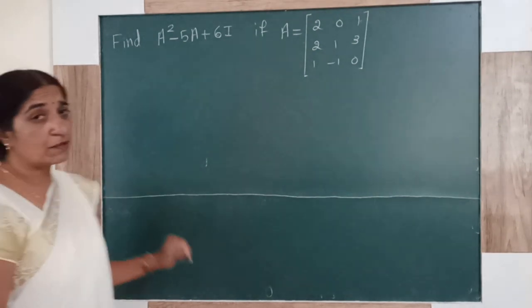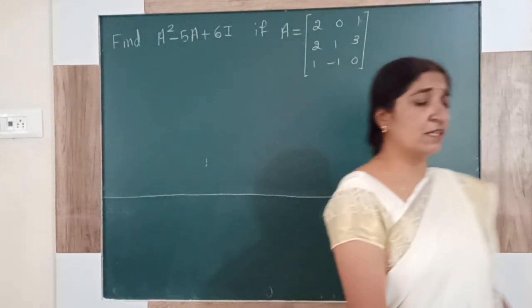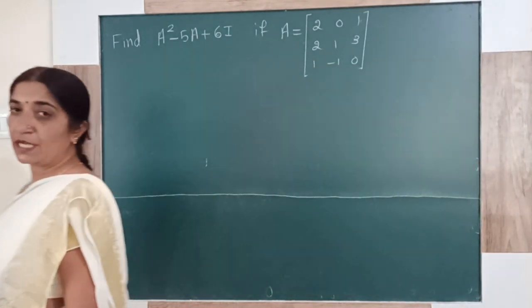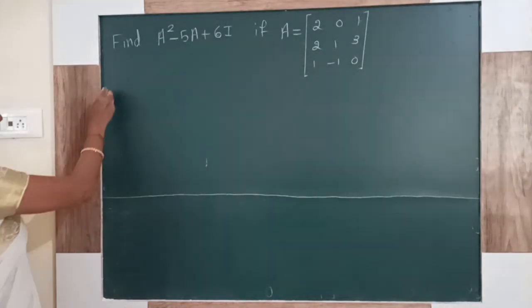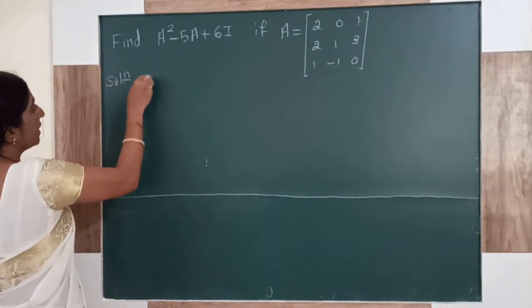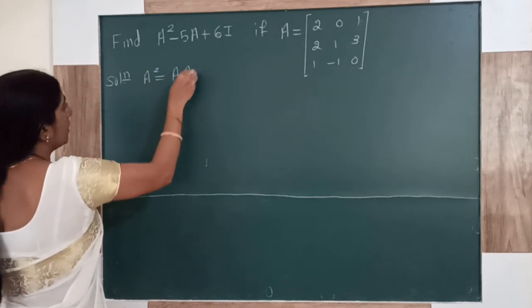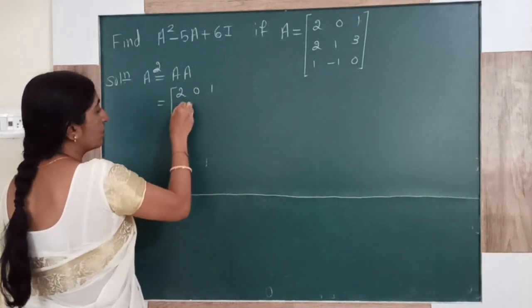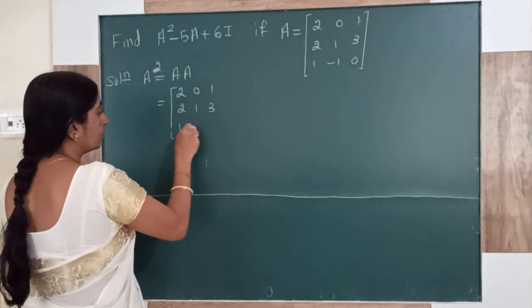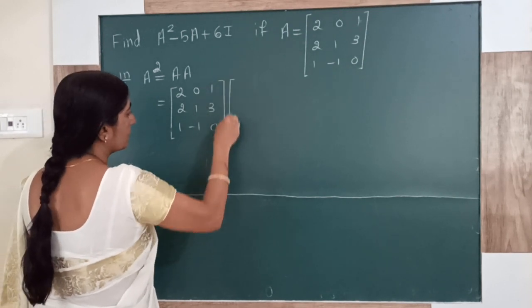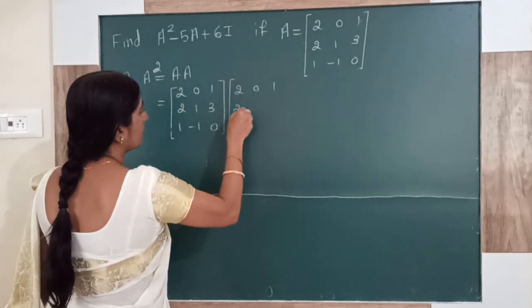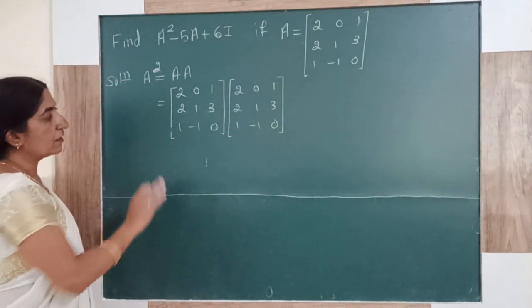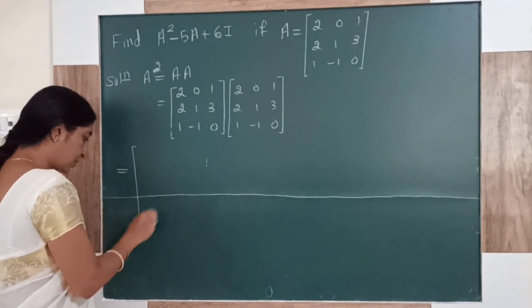See, after explaining so many sums, the students again make mistakes. What mistake are they making? For A square, they are just squaring each number. No, it is wrong. How do you write A square? A square will be written as A into A. Write the same matrix A two times. Then multiply first row with first column.